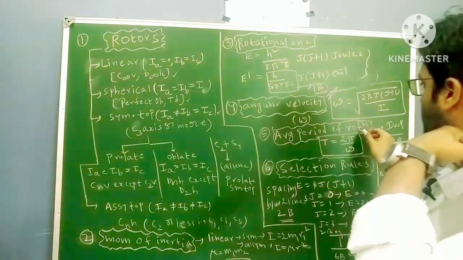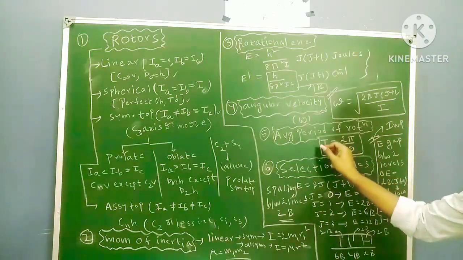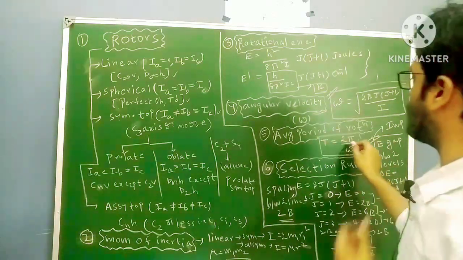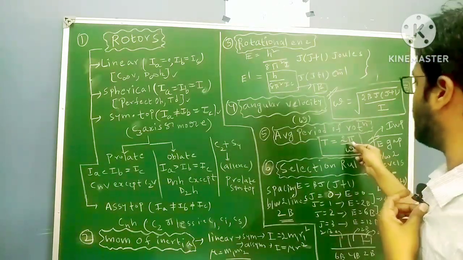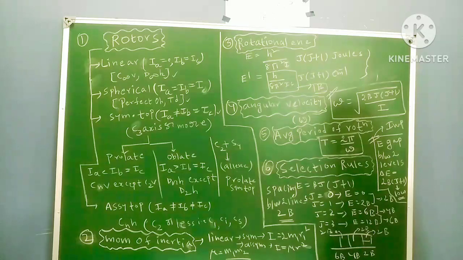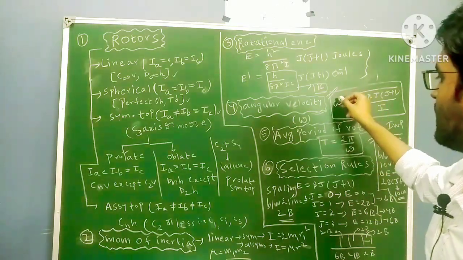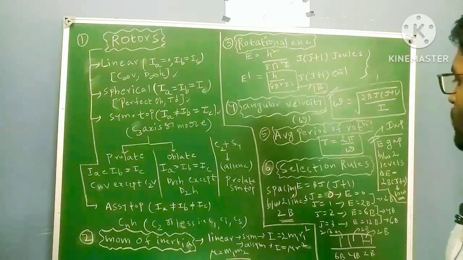Next, average period of rotation. The average period of rotation is indicated by T. So T equals 2 pi by omega. This is very, very important. T equals 2 pi by omega. So you have to calculate omega from here and put this value here. T equals 2 pi by omega.